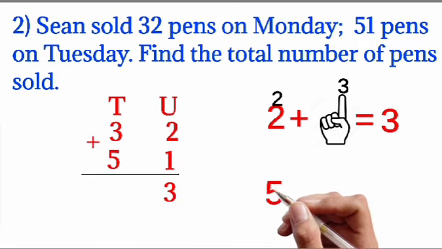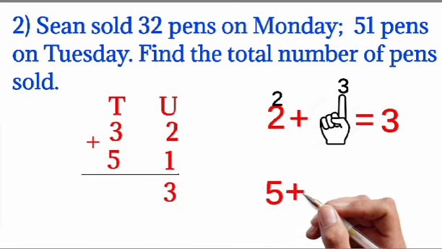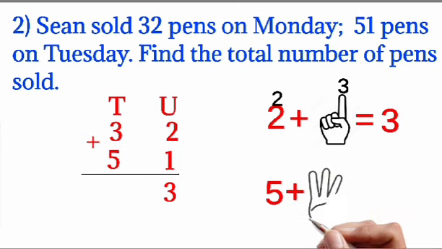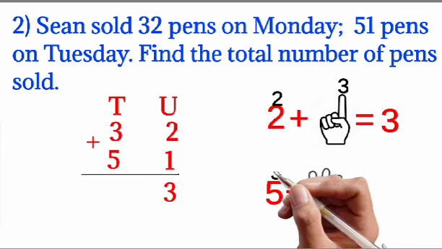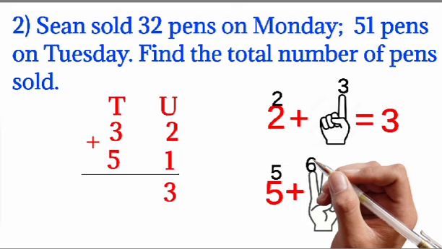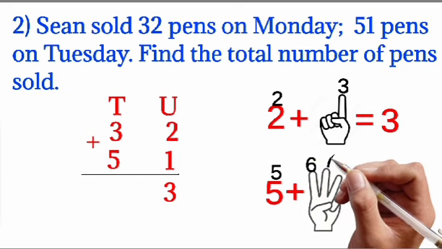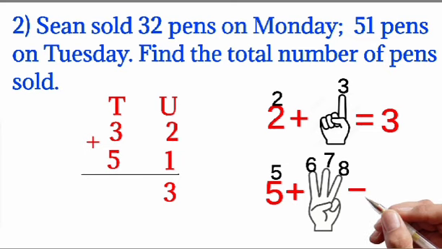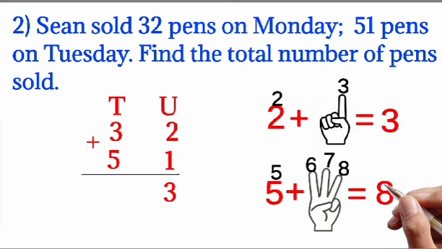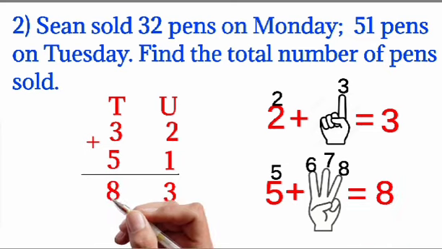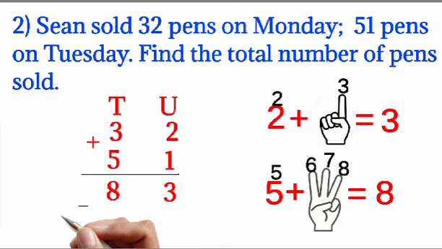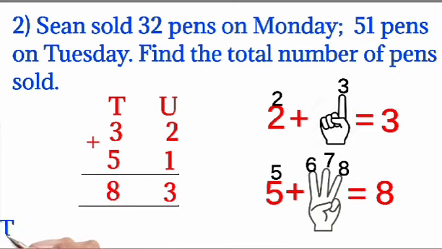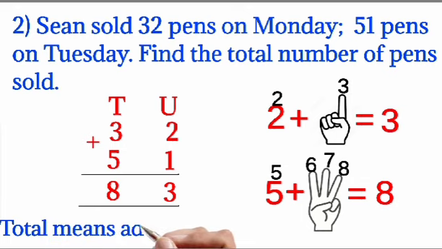The next is 5 in my head, 3 on my finger. 5, 6, 7, 8. Which means our answer is 8. So we are going to write 8 under our tens. Remember, total means addition. Total means addition.